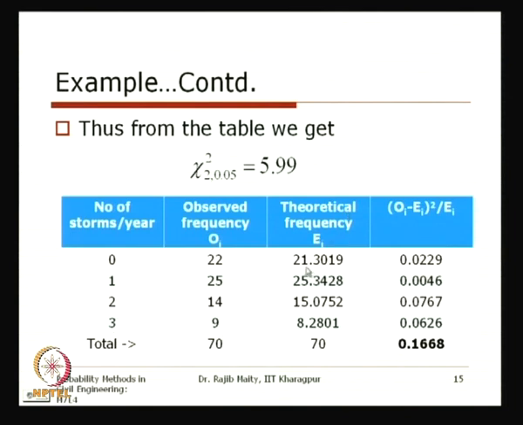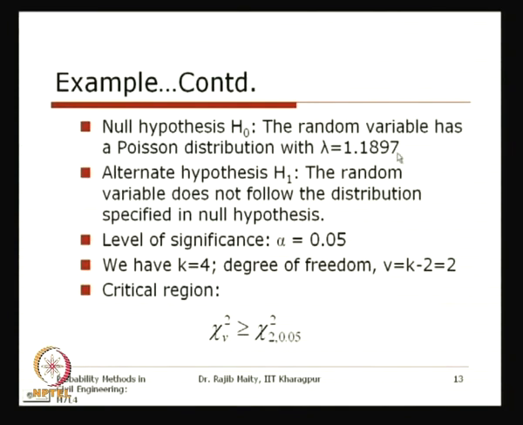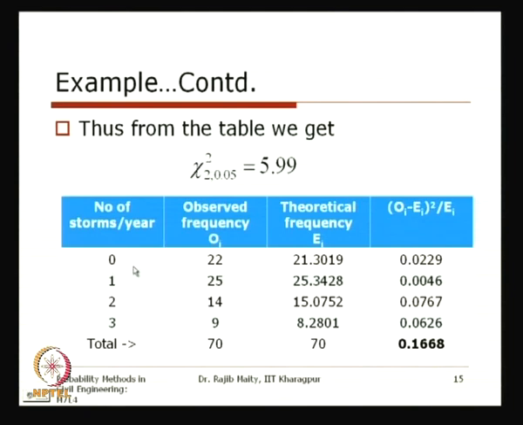And the theoretical frequencies, these values, we get from the Poisson distribution, where lambda t equals lambda, that is 1.1897, and t equals 1, so 1 year. So we get this lambda t value, and from the Poisson distribution, if we put x equals 0, x equals 1, x equals 2 and x equals 3 with that value of lambda t, then we will get these values, which are the theoretical frequencies for this Poisson distribution. So this is the theoretical frequencies and these are the observed frequencies.